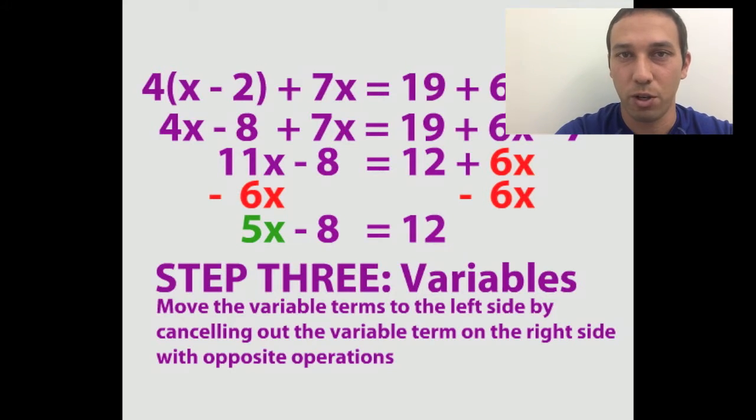If you do have variables on both sides of the equation, you should know that it is okay to move the variables to either side. But for our examples, we are going to always choose to put the variable on the left side of the equation. To do this, we're going to take a look at the variable term on that side and move the variable term from the other side by doing the opposite operation to cancel it out.